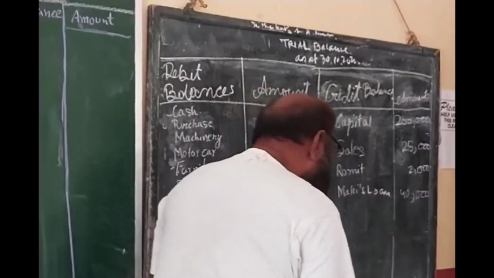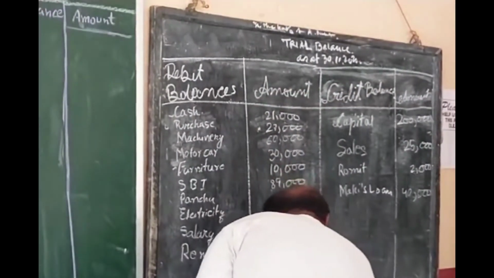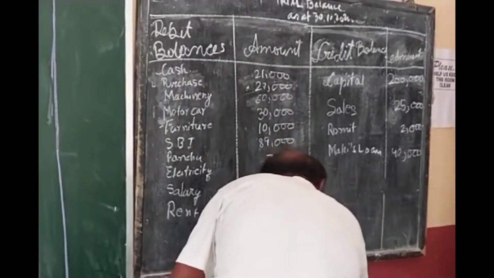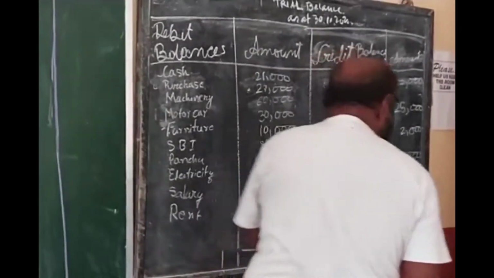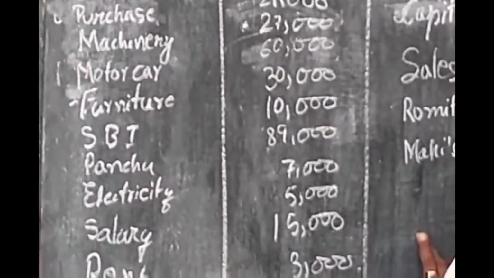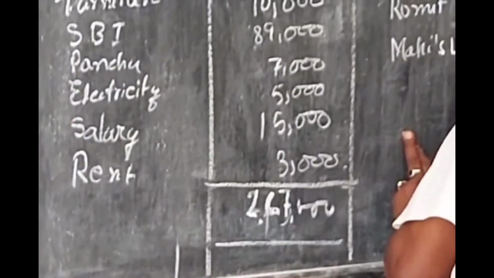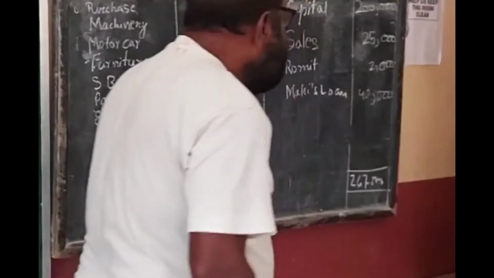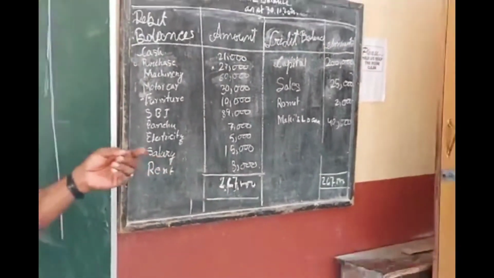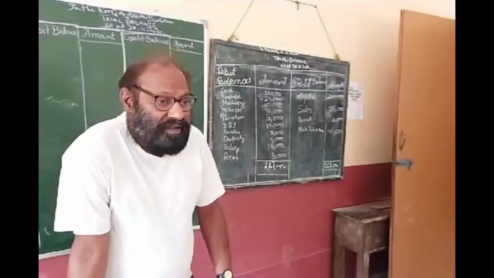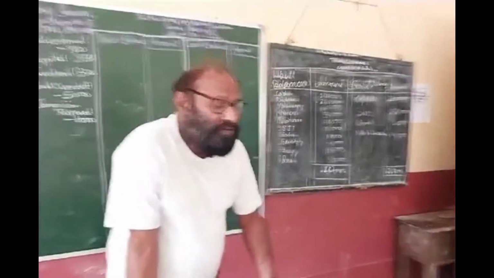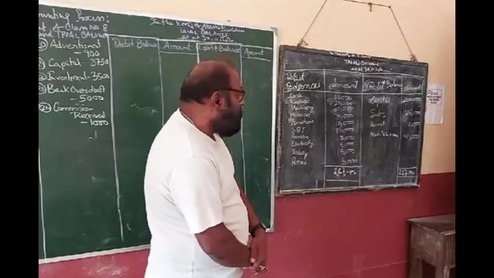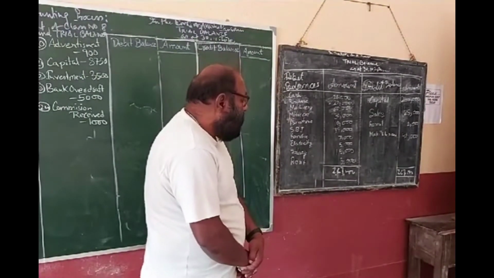Now you see the total balance. You add this, you will get 2,67,000. This suggests that the transactions have been recorded following the due procedure, and ledger posting, casting and balancing have been done exactly.